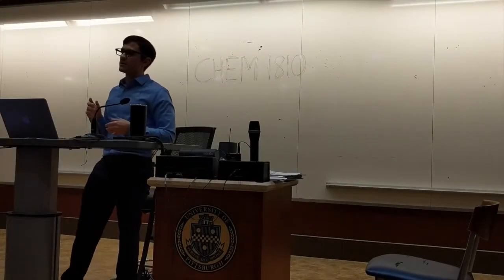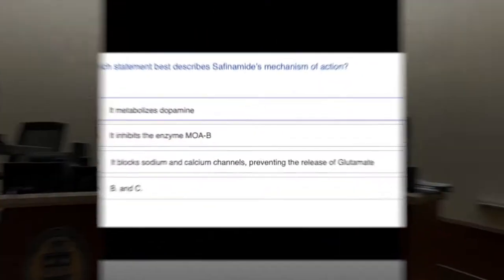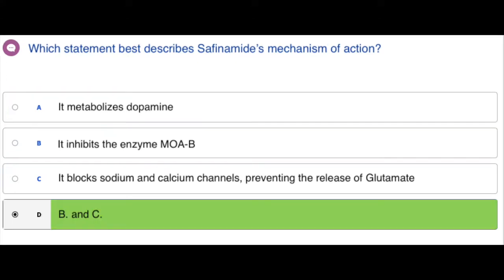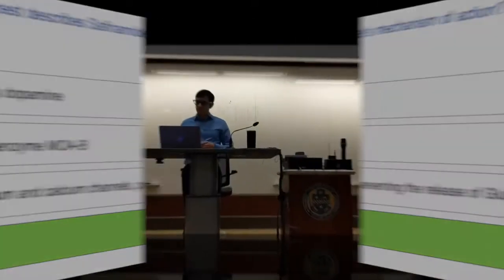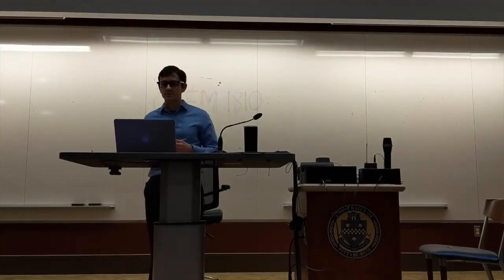Let's do another Top Hat question to ensure that we understand this mechanism fully. Which statement best describes safinamide's mechanism of action? The correct answer is D. Finally, let's discuss the molecular interactions present in the drug safinamide.